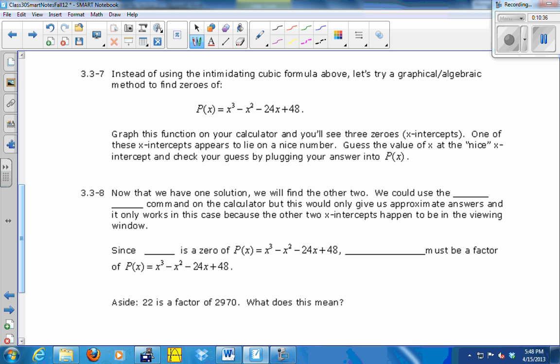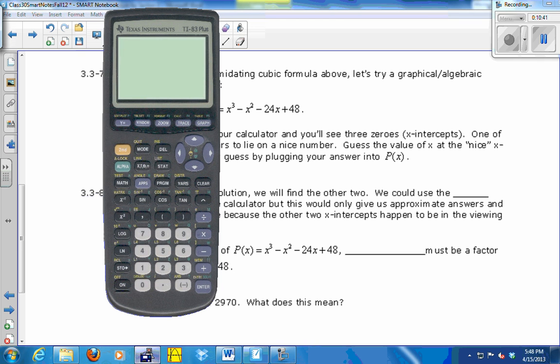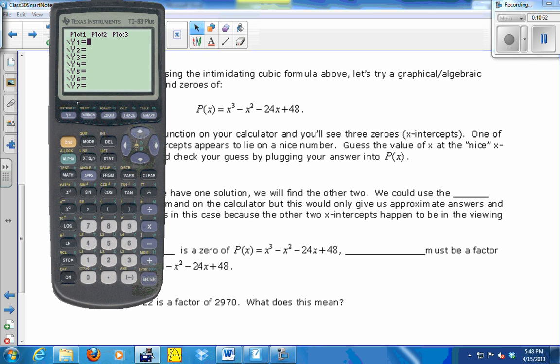Okay, so if we graph this function on our calculator, we're going to find 3 zeros. That's 3 x-intercepts. So clear anything that's in there. All right, so x cubed minus x squared minus 24x plus 48. I'll use just a standard window, zoom 6. We have 3 x-intercepts. Okay, so 3 zeros.